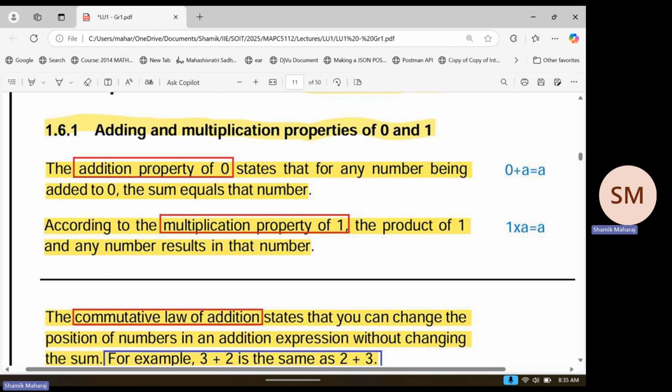Multiplication property of 1, same thing. Anything multiplied by 1 gives you that same thing as output. 1 does not change anything under multiplication. Addition, 0 does not change anything under addition. Those are the two things here. Again, just remember these. You'll get marks for them.